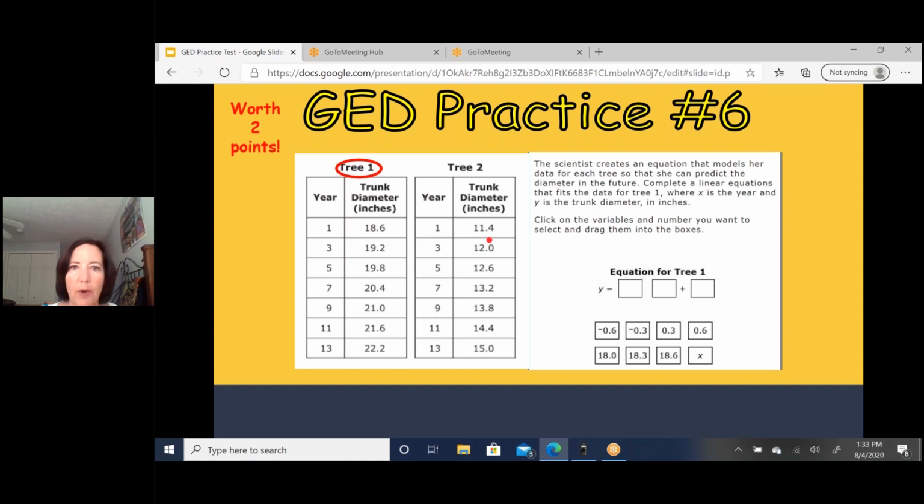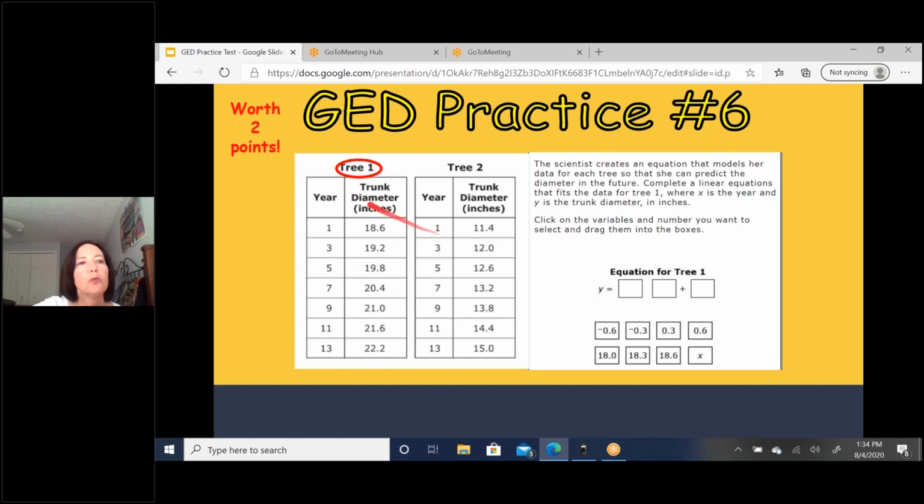Okay, we're continuing our problem, but this time the scientist creates an equation that models her data for each tree so that she can predict the diameter in the future. It's your job to complete a linear equation that fits the data for tree 1, where X is the year and Y is the trunk diameter in inches. Click on the variables and number you want to select and drag them into the boxes.